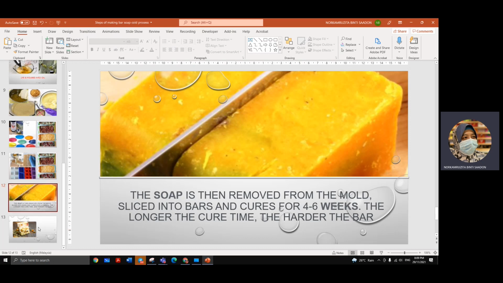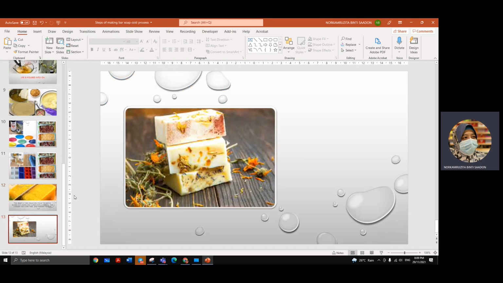Then the next job for you to do is to make sure that you decorate it and it is ready for you to do the presentation.